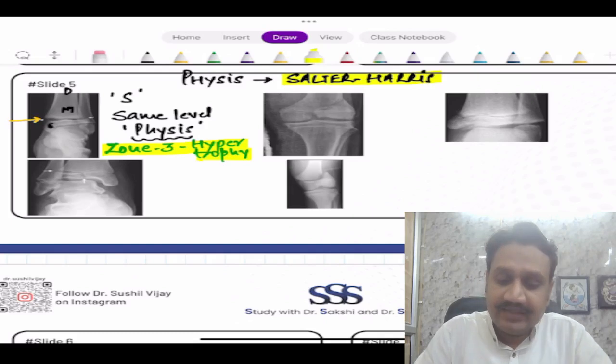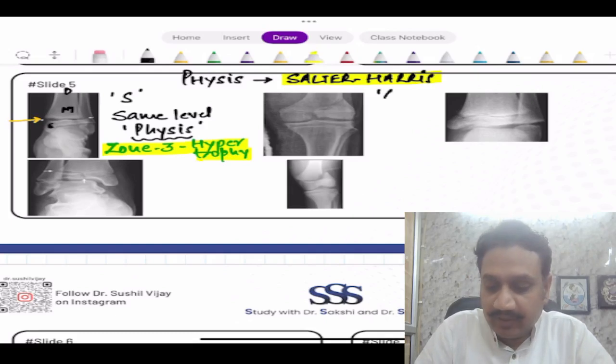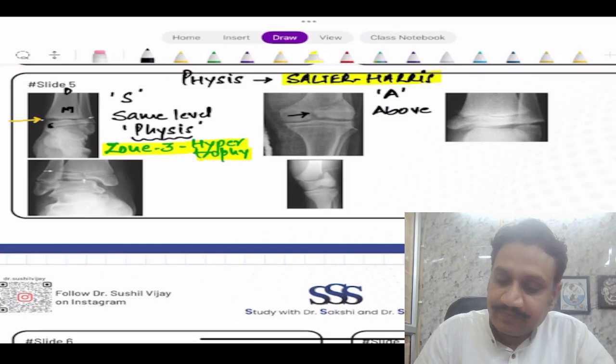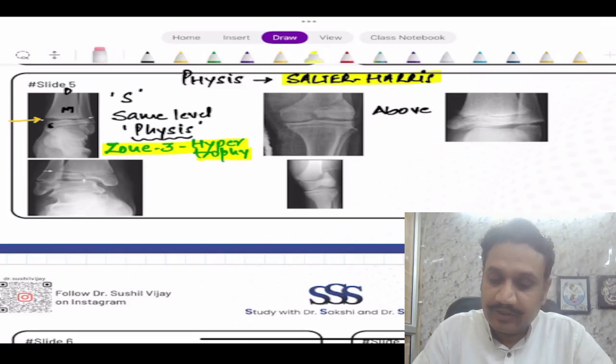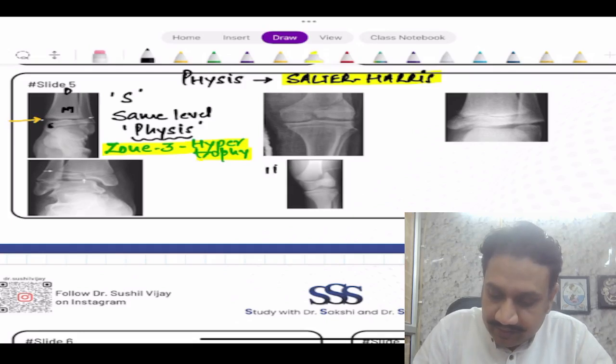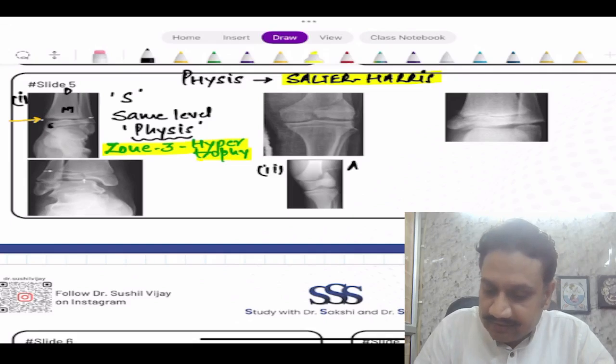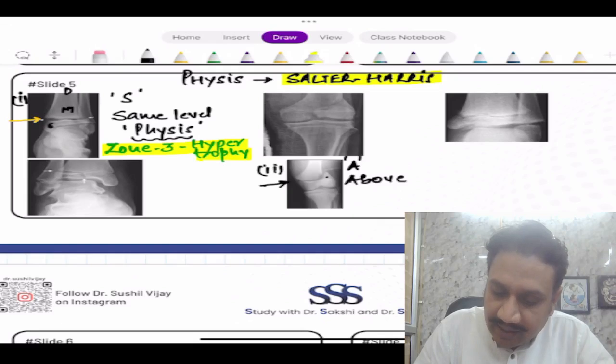Okay. Second injury: after S, the second letter is A. A here stands for above. What is the area above the physeal area? This is the physis, right? I must put it here in a very thorough manner so that you are not confused. The first one is here, the 1 and 2. This is for A. Now A is for above. Above means what? The injury to the physis and part of the metaphysis.